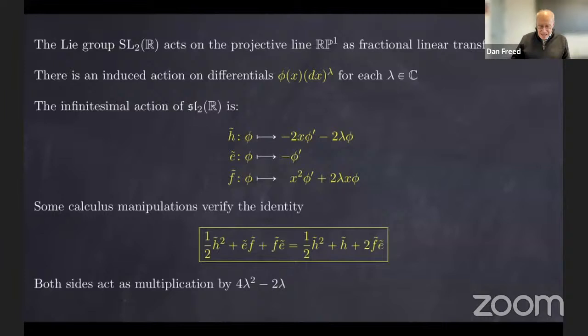And we can check this same identity. So now the square means the composition of these differential operators. And so each side is a second order differential operator. But in fact, all the derivative terms cancel. And each side is just multiplication, again, by this scalar.